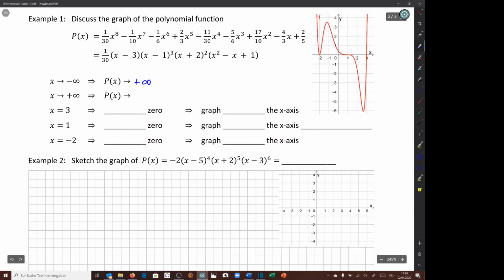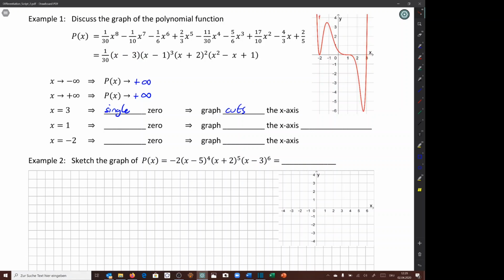What happens when x goes to plus infinity? Well, obviously, the whole thing goes also to plus infinity, and that's what we see here. We go off to plus infinity when we go to the right or to the left towards infinity. Let's then watch the zeros. Well, the x equals 3 is this 0. That's a single 0. So at 3, the graph just cuts the x-axis.